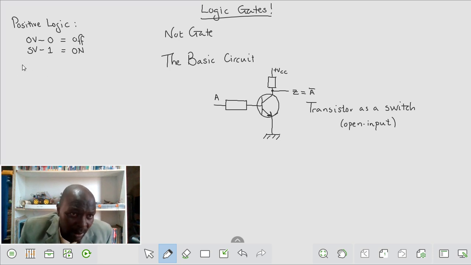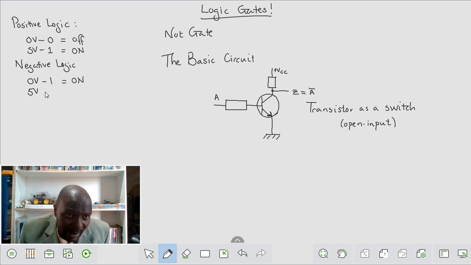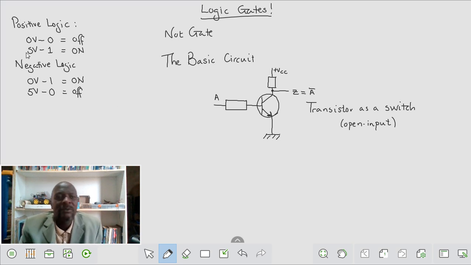Now we also have what is called negative logic. Now it's the other way around. With negative logic, 0 volts actually means 1, which is on. It's the other way around, like I said. And 5 volts is represented by a 0, and this actually means off. All right. So most of the circuits we are going to be dealing with use positive logic.